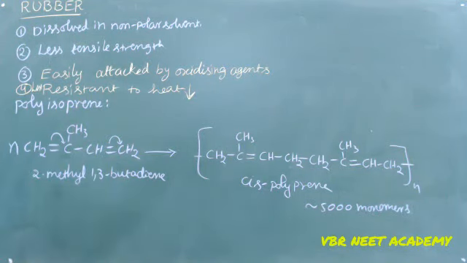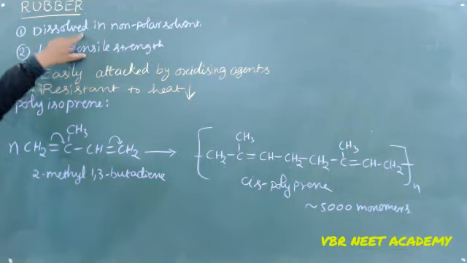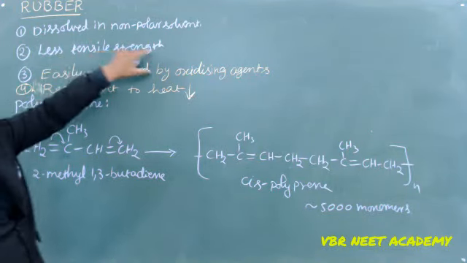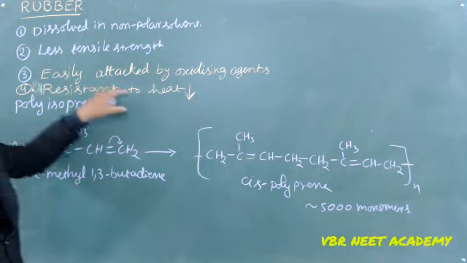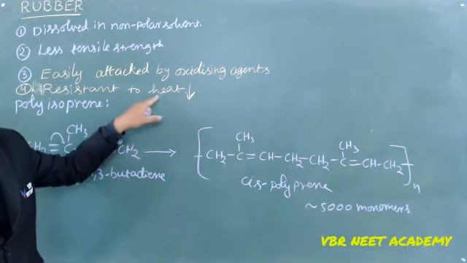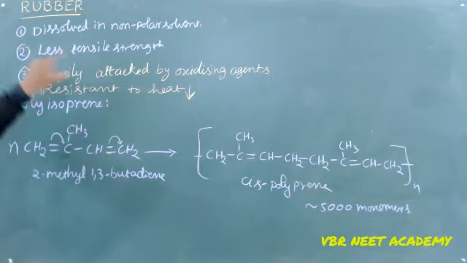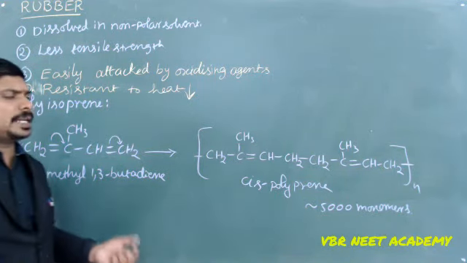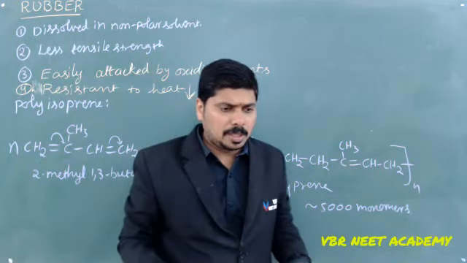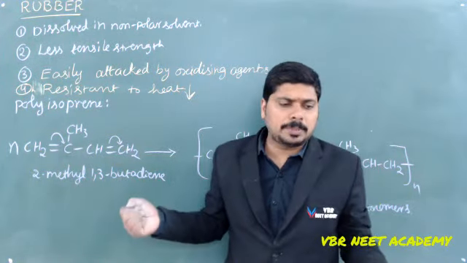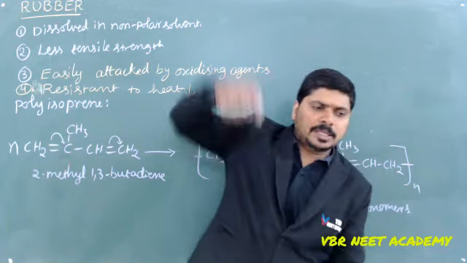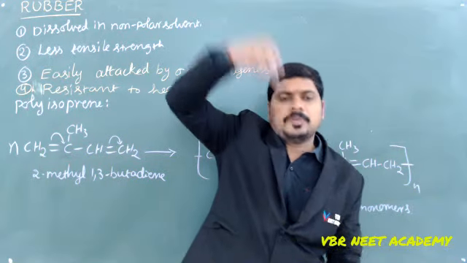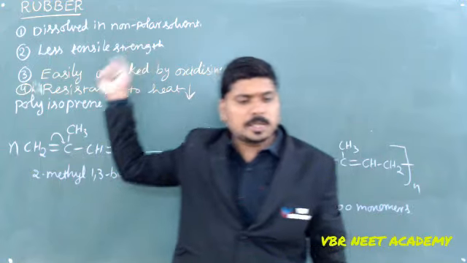So natural rubber is soluble in non-polar solvent, has less tensile strength, is easily attacked by oxidizing agents, and resistance to heat is less. Because of these properties, we can't use rubber for so many purposes. Because at high heat I can't use rubber, or if you are going to make a certain thing a longer one, or make it bear more weight, it is also not possible.